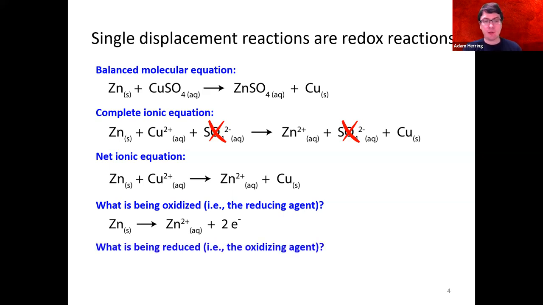To identify the substance being reduced, or the oxidizing agent, we ask what substance is gaining electrons. Again, we see that copper went from a positive 2 charge to a neutral charge, therefore it must have gained 2 electrons. And what we see here is that the number of electrons being gained by copper is equal to the number of electrons being lost by the zinc. That's what we should see for any redox reaction. When we combine these 2 half reactions, they get us our net ionic equation, and the electrons disappear, at least in the net ionic equation.